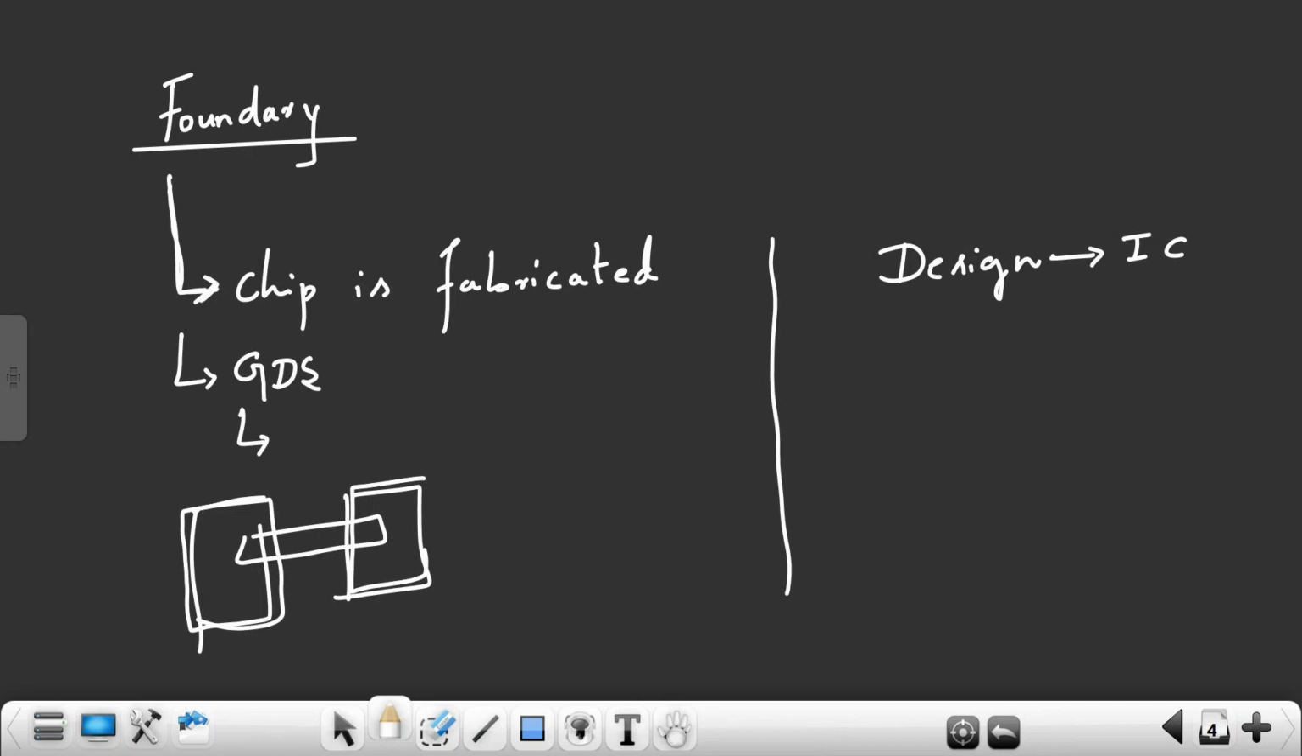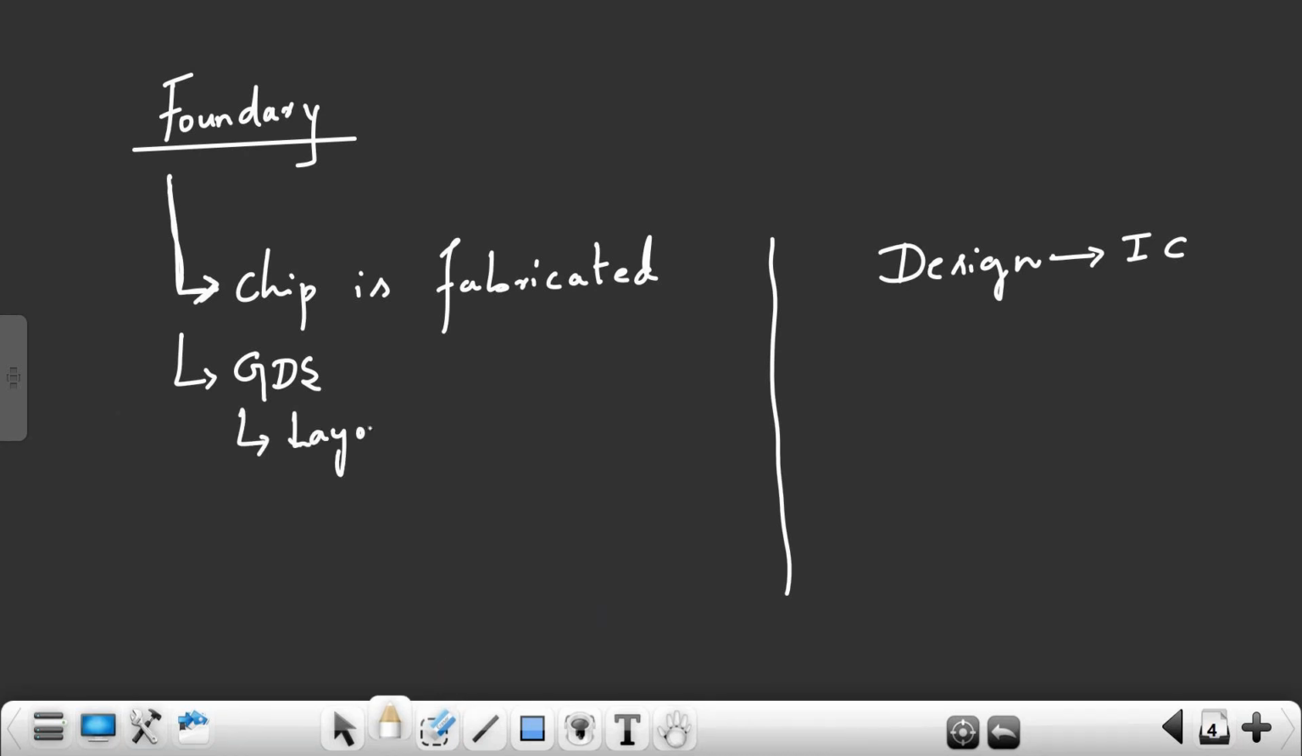And I'm sure everyone knows what layout is now. Yes or no? Because you have already undergone the CMOS training. So this GDS has a layout of cells and the connection of cells. Cells means gates, right? Here another term we use for cells is gates. So only your foundry can understand the layout. They cannot understand any other things. So you should be giving the layout of the design.